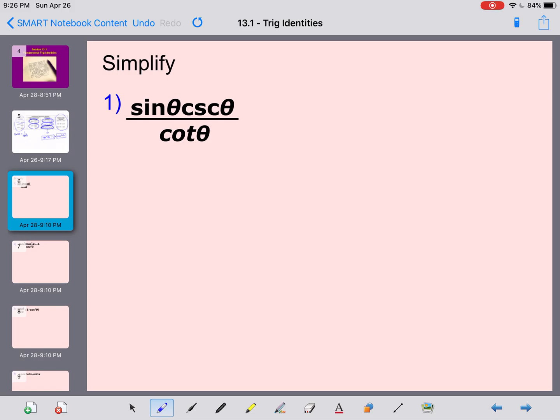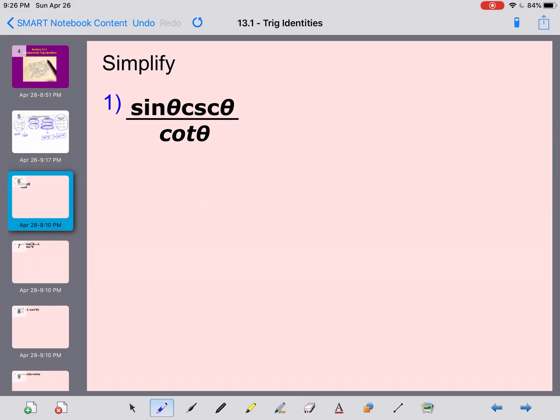We're going to start off this with using theta symbols, but just know that theta could be replaced with anything. Like theta is just a variable in this case. So it could be sine of x, cosecant x over cotangent x, right? Theta and x are the two most common things to use, but really it could be anything, any variable there.